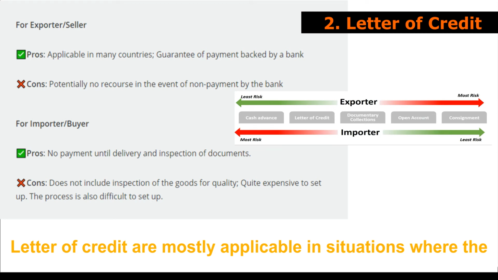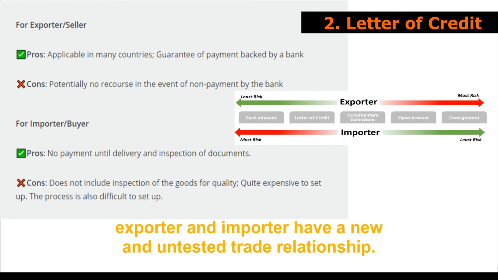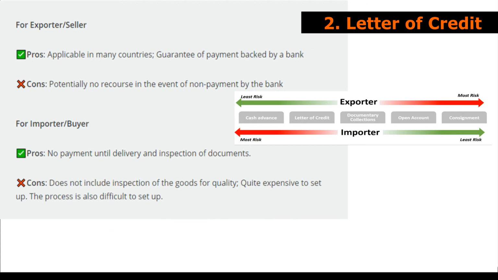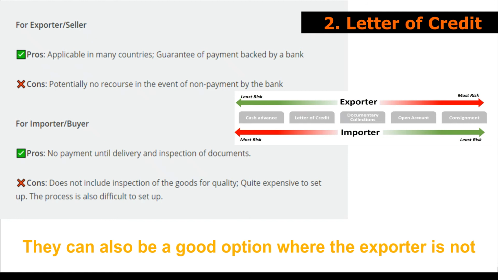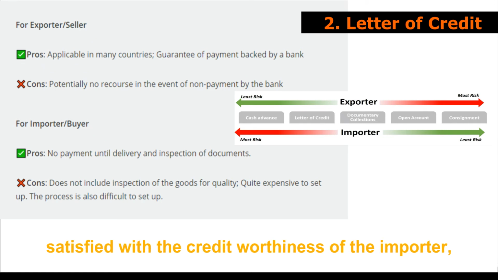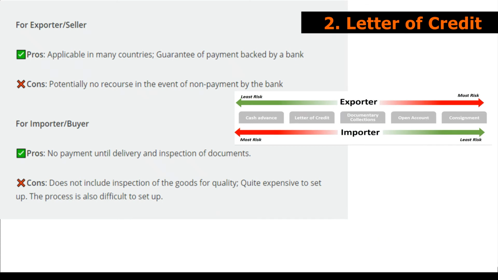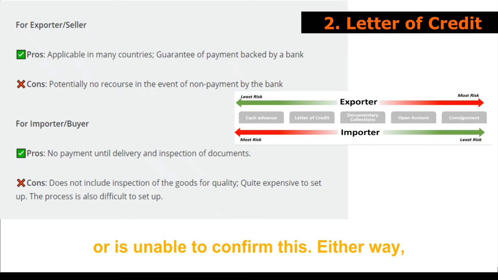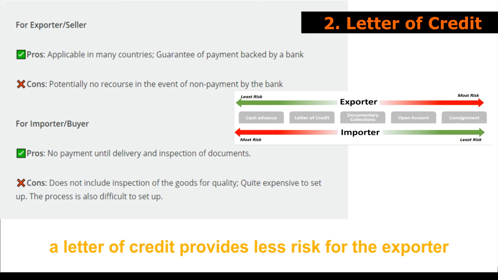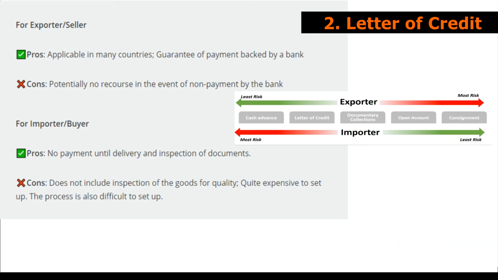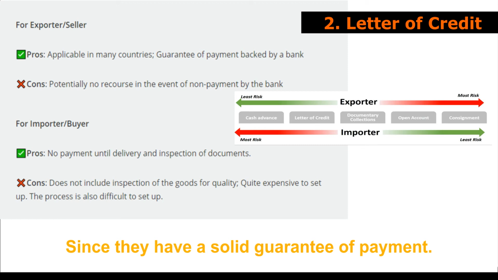Letters of credit are mostly applicable in situations where the exporter and importer have a new and untested trade relationship. They can also be a good option where the exporter is not satisfied with the creditworthiness of the importer or is unable to confirm this. Either way, a letter of credit provides less risk for the exporter since they have a solid guarantee of payment.